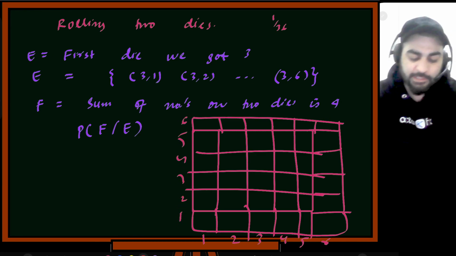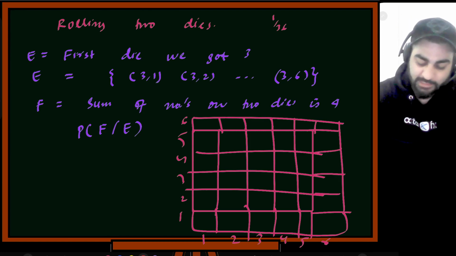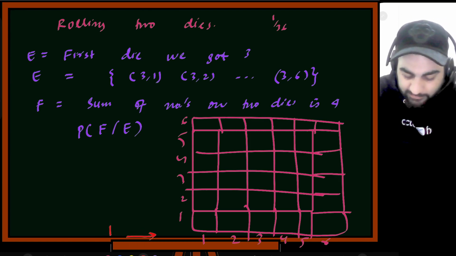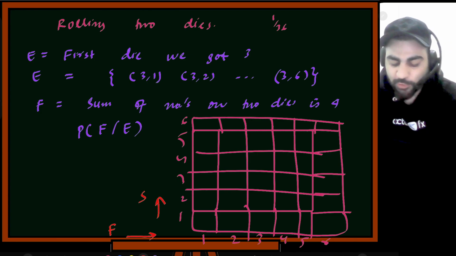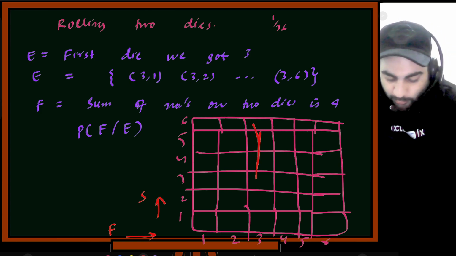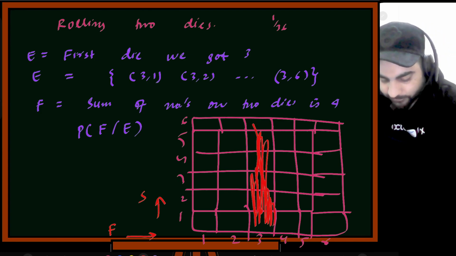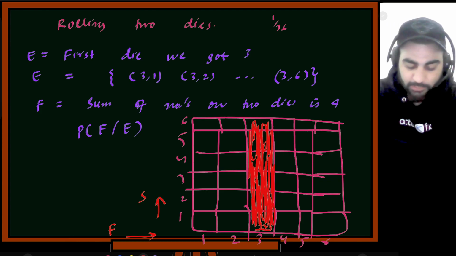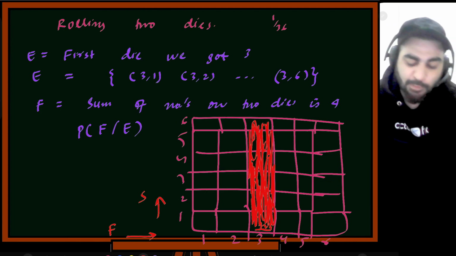So the first thing is we got 3 on the first die. This is our first die here, and this is our second die. So we got 3 on our first die, that's this. So we got the whole of this. This is our E, whichever I colored with the red: 3 1, 3 2, 3 3, 3 4. And then second is the sum of the 2 dice is 4.